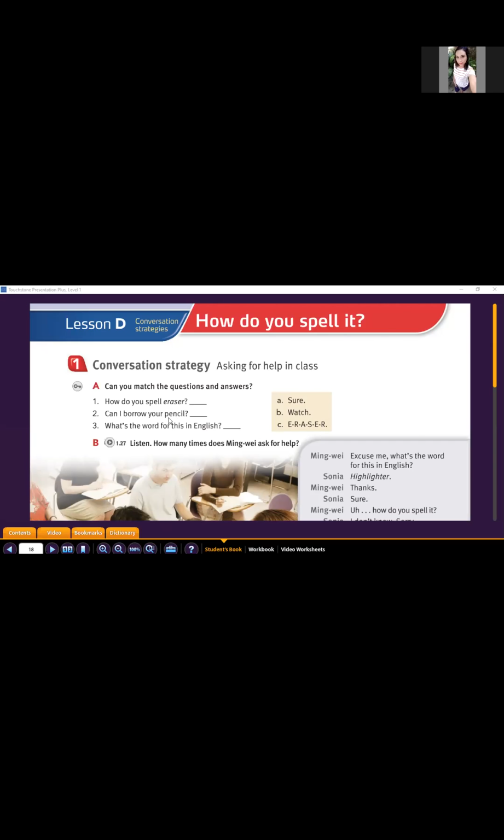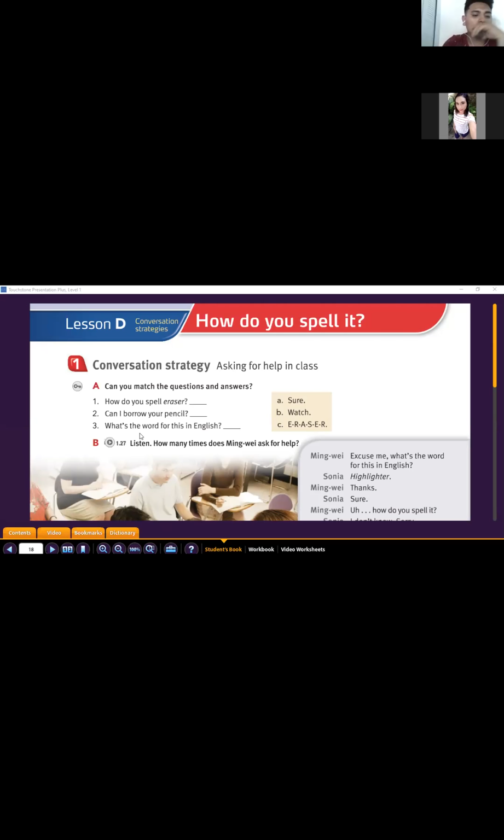Now the last one. What's the word for this in English? For example, I can show you the object and then I say, what's the word for this in English? Or what's the word for, let's see, what's the word for this in English? So you can ask your partners about different objects. What's the word for this? But that is only when you are seeing the object.